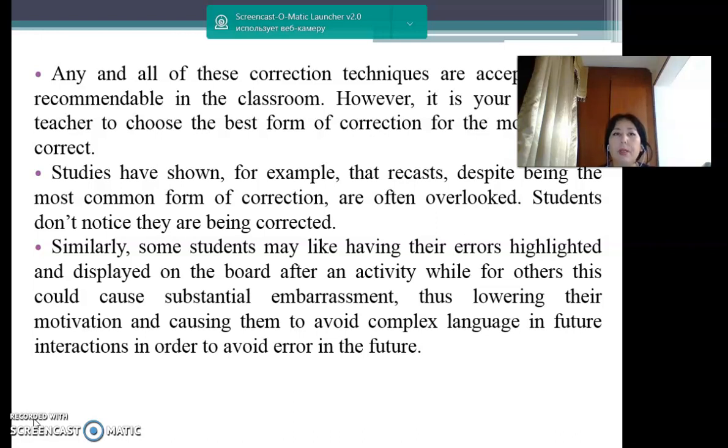However, it's your role as a teacher to choose the best form of correction for the moment you correct. Studies have shown, for example, that recasts, despite being the most common form of correction, are often overlooked. Students don't notice they are being corrected. Similarly, some students may like having their errors highlighted and displayed on the board after the activity, while for others this could cause substantial embarrassment, thus lowering their motivation and causing them to avoid complex language in future interaction in order to avoid error.